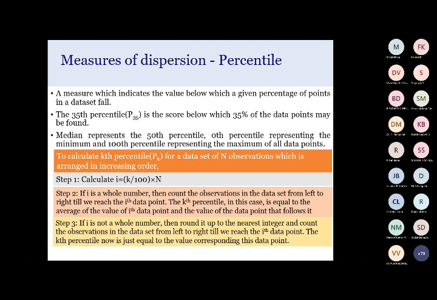The next one is percentile. What do you mean by percentile? We use the term in student terminology, like 35 percent of these students are below 50 marks, 75 percent of these students are below 75 marks, and so on.